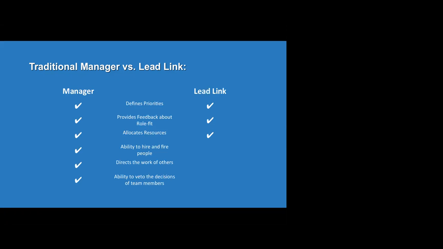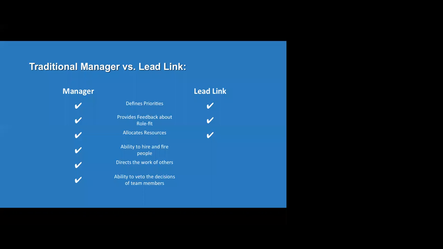Cool. Yeah, so I'm going to just jump right into this. The traditional manager versus a lead link. I mentioned the lead link, and I think this is a good framework for sparking some questions and giving you a sense of some of the key core differences. So in a traditional organization, a manager defines priorities, provides feedback about role fit, just the jobs people fill, the skill fit. That's one thing that they're accountable for. Allocates resources across the circle. Ability to hire and fire people, direct the work of others, ability to veto the decisions of team members.